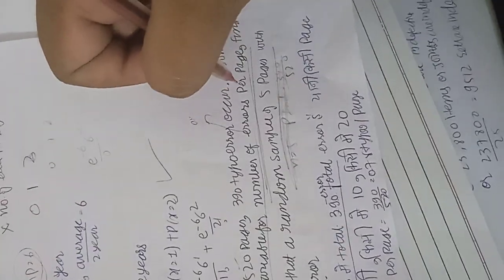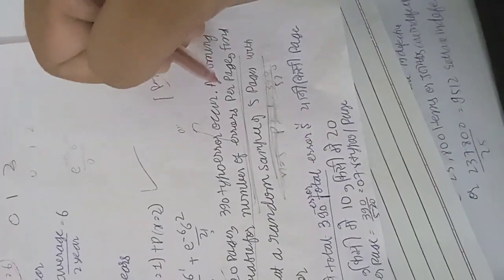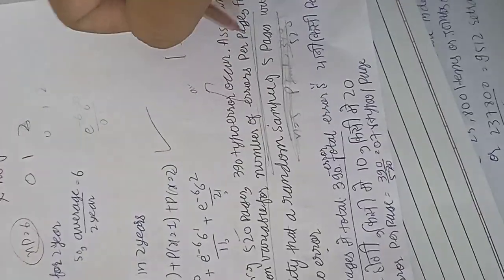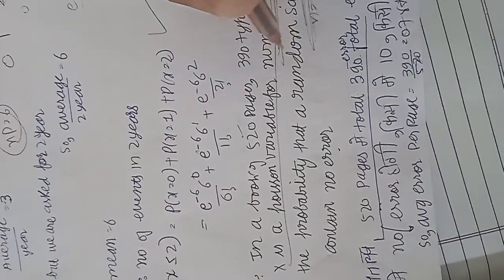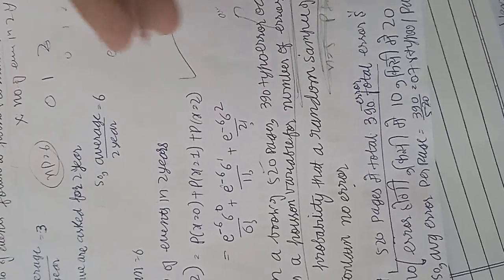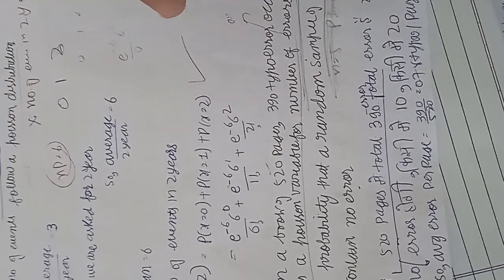Find the probability that a random sample of 5 pages contains no error. So first of all, I will calculate for 1 page, then I will calculate for 5 pages.